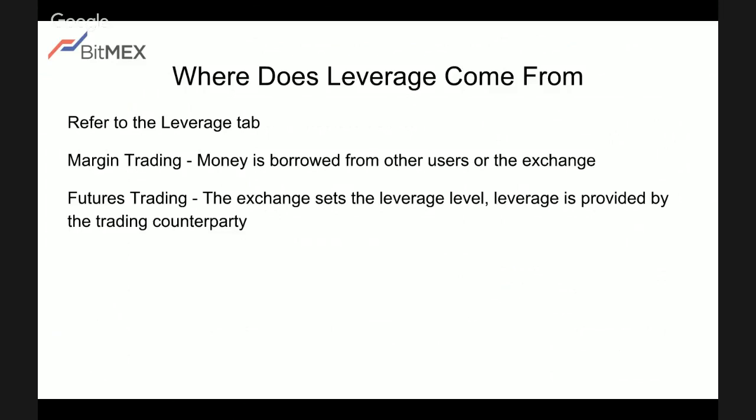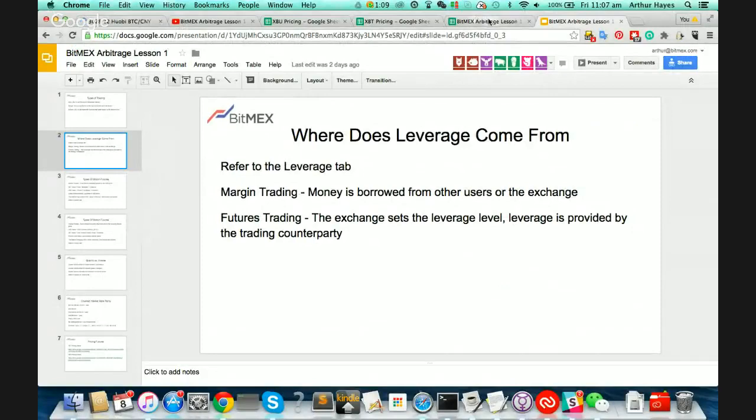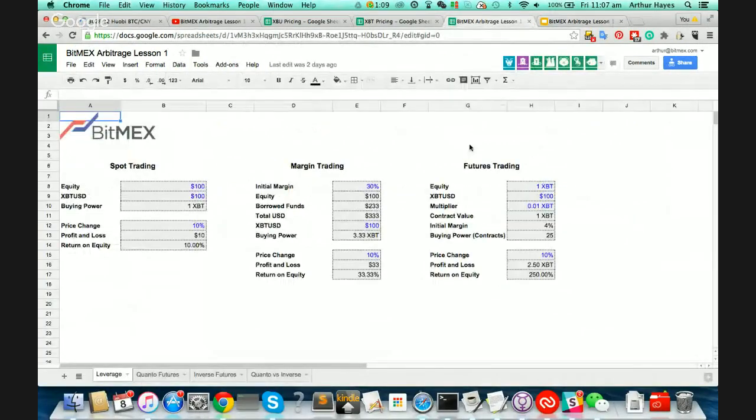So the first question that many people ask when they come onto BitMEX is, where does the leverage come from? You know, we offer very high leverage up to 100 times on our most popular daily contract, and people rightly ask, well, who is lending this money? So right now, I will show you a spreadsheet. This is the Arbitrage Lesson 1 spreadsheet, and we're on the Leverage tab.